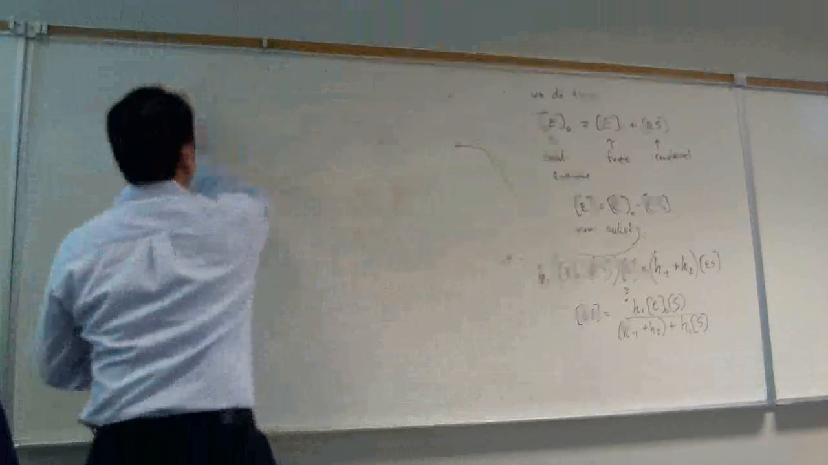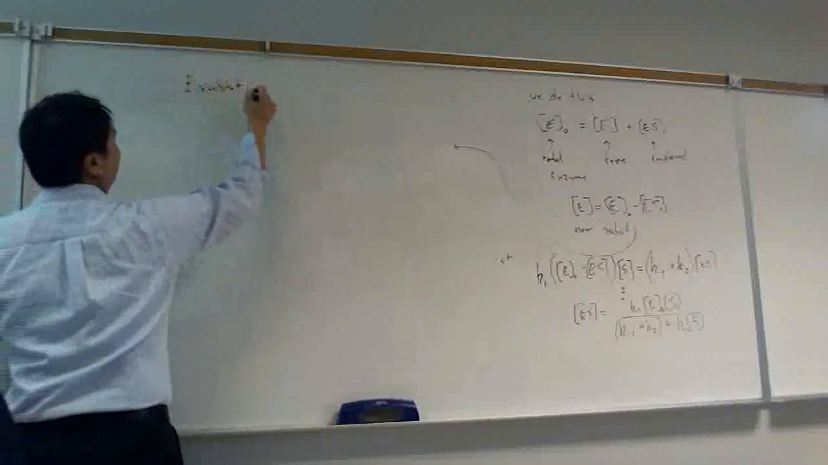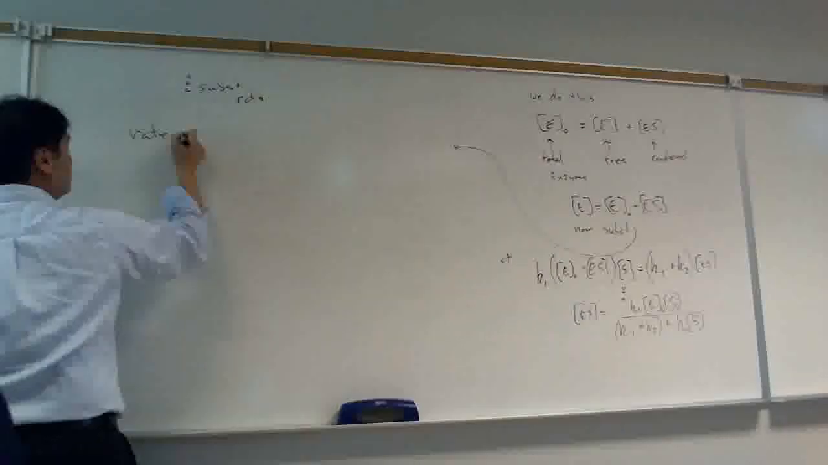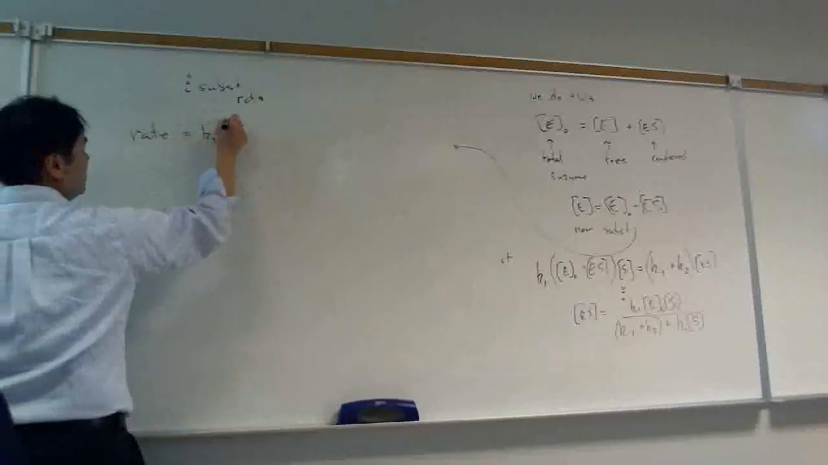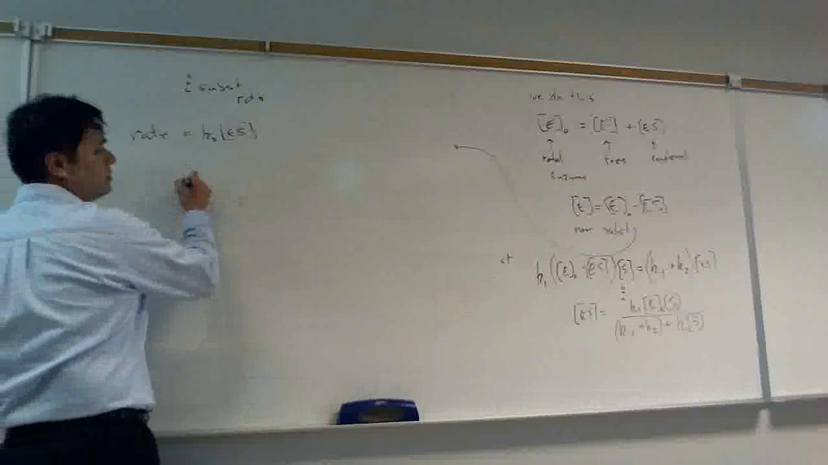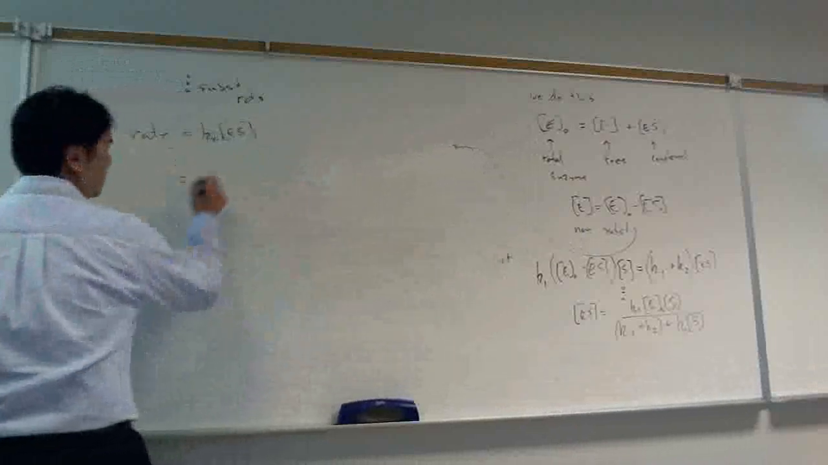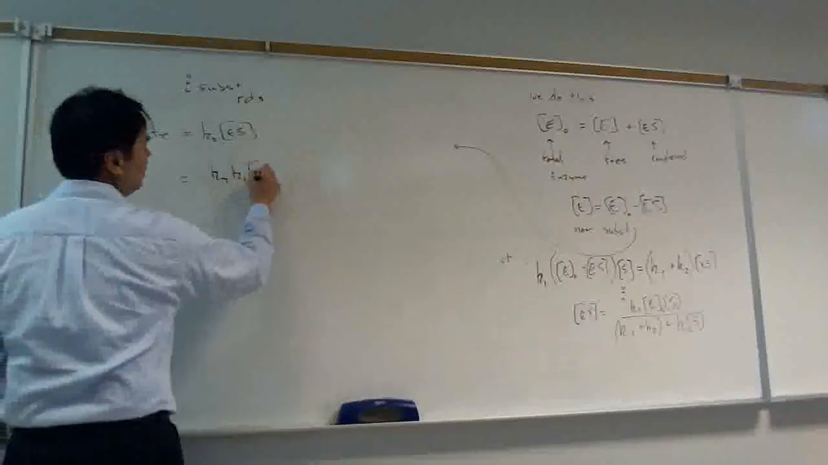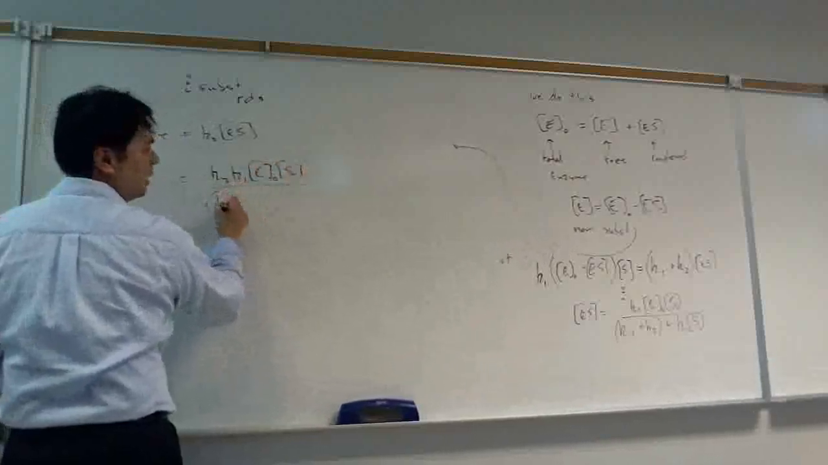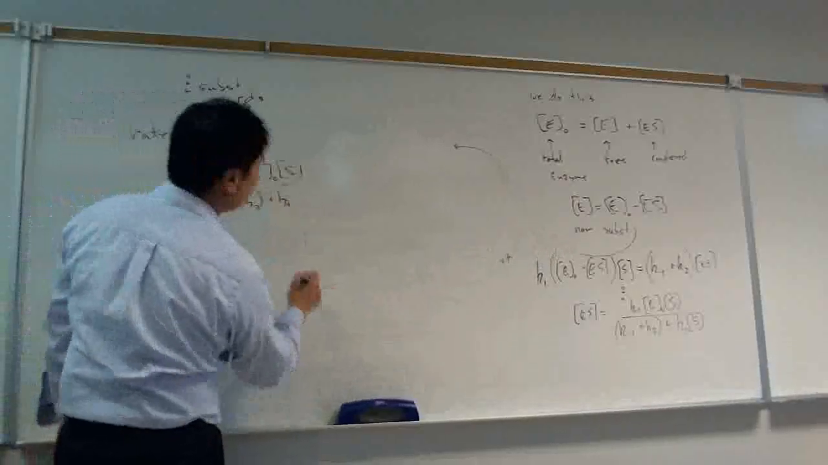Let me erase this. We'll continue here. So we're going to substitute into the RDS rate. The RDS rate was just equal to K2 times the ES, right? And so this is going to give us K2 times K1 total enzyme times S divided by K minus 1 plus K2 plus K1 S.